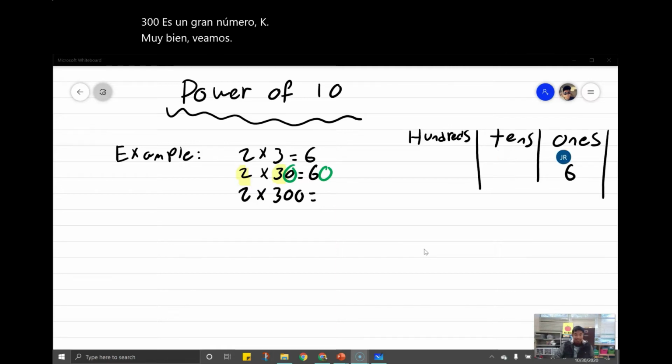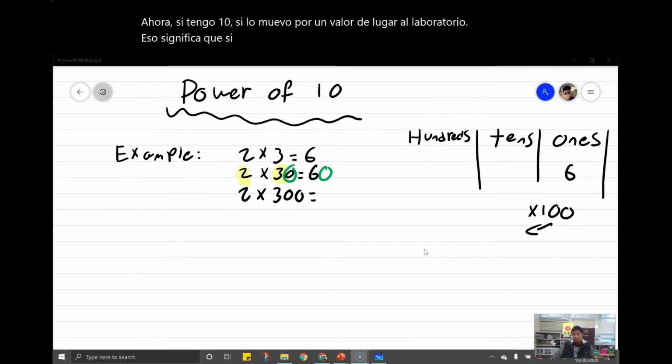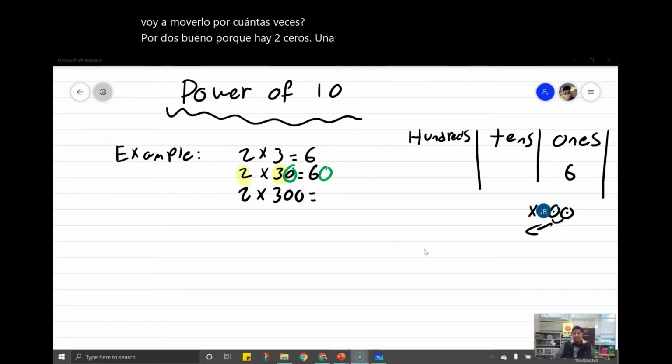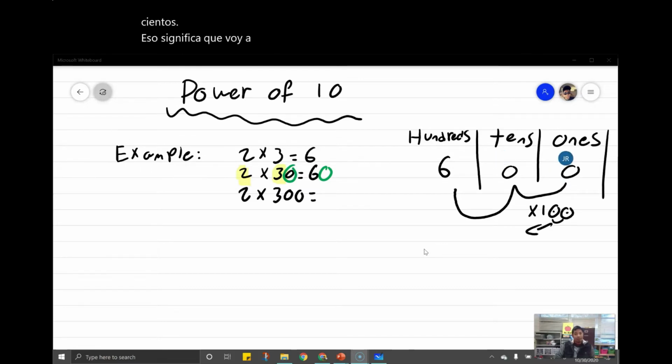Okay, so I have my 6 again here. Now, if I'm times 10, if I move it over by 1 place value to the left, so that means if I times 100, then that means I'm going to move it by how many times? By 2. Good. Because there's 2 zeros. 1, 2. Good. That's my fix. By 2 zeros. So that means 6 is going to go 1, 2. 6 is going to go here in the hundreds place. And that means I'm going to add 2 zeros. Good. Okay, so it becomes what? 600. Good.